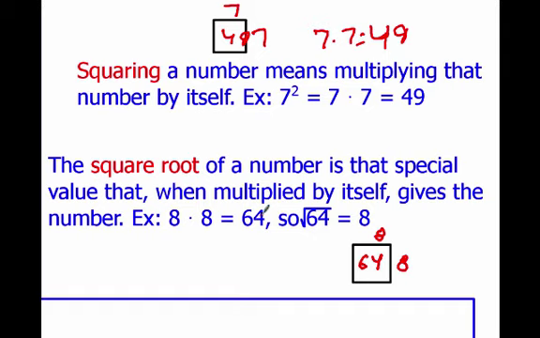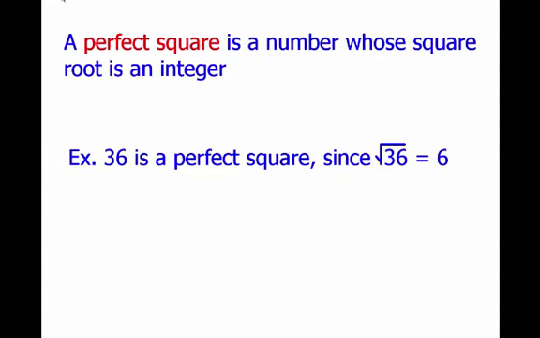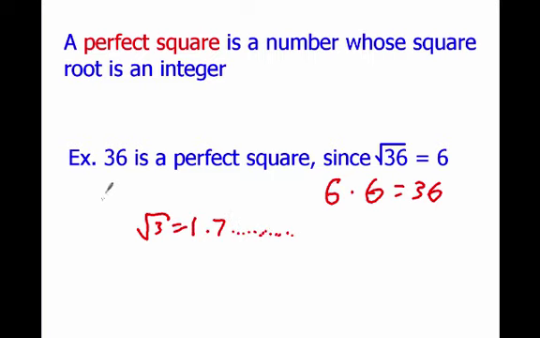So, our next question is, what is a perfect square? A perfect square is just a special number whose square root is an integer. All right? So, for example, 36 is a perfect square since the square root of 36 equals 6. We know that because 6 times 6 equals 36. A number that would not be a perfect square would be like the square root of 3. The square root of 3 is like 1.7 something, and goes on and on forever. It's an irrational number. It is not an integer, so it cannot be a perfect square.